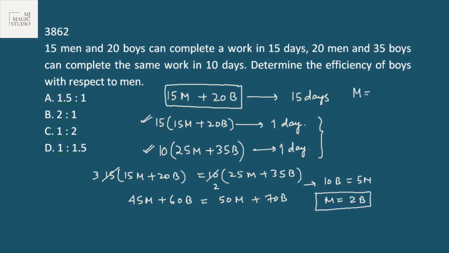Work done by m is the same as work done by 2 boys. That means if b is producing 1 unit, in that time m would be producing 2 units. m is equal to 2b. That means the job done by one man is the same as the job done by 2 boys in the same time. So if a boy is producing 1 unit, a man would be producing 2 boys' work, that is 2 units. Determine the efficiency of boys with respect to men. So the efficiency of boys with respect to men is 1:2. That is option C.